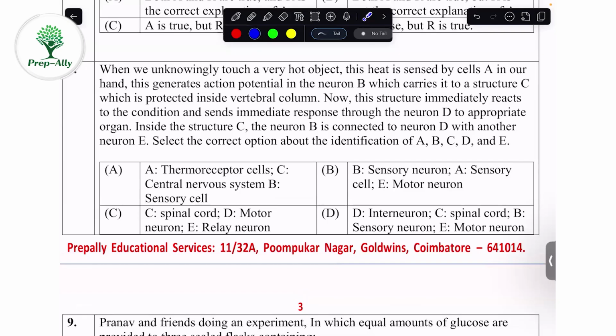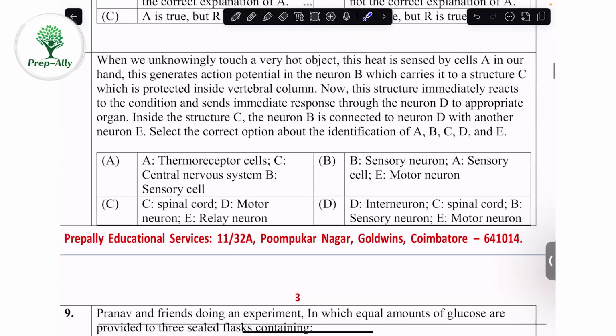If you take option A, they have given A as thermoreceptor cells, C as central nervous system, and B as sensory cell. We'll check any one of these. We'll take C, central nervous system, and go to the paragraph. They are telling that this generates an action potential in neuron B, which carries it to a structure C, which is protected inside the vertebral column.